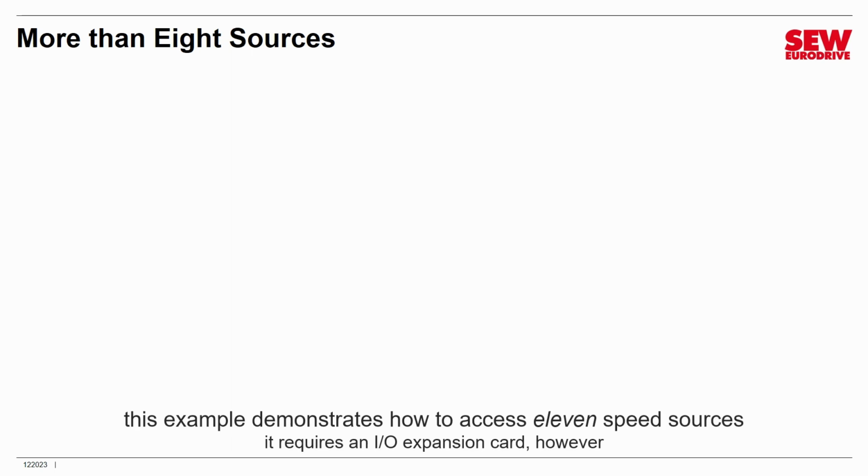Now, in most applications, you're probably not going to need that many, but sometimes you might. So I'm going to show you an example of how you can get 11 speed sources, even though there are only 8 locations in memory to hold speed sources.